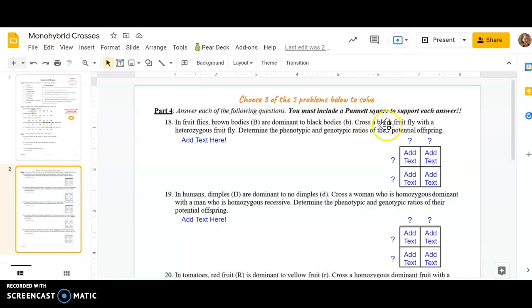So they're asking you to cross a black fruit fly with a heterozygous fruit fly, and determine the phenotypic and genotypic ratio of their offspring.